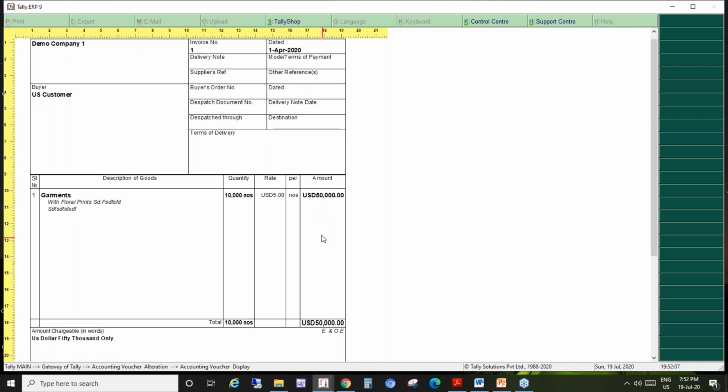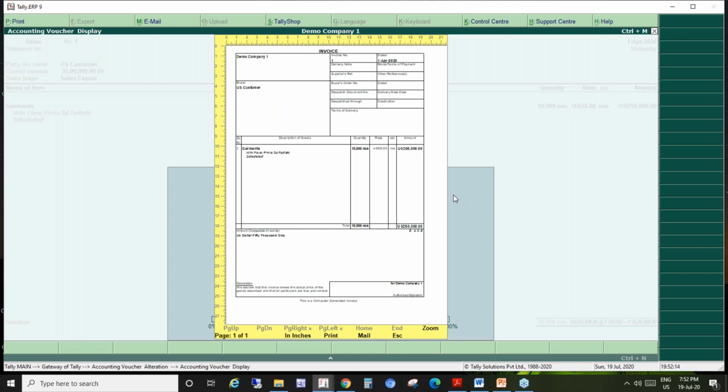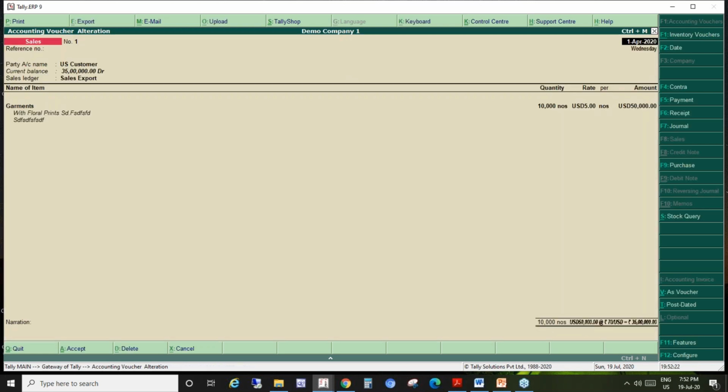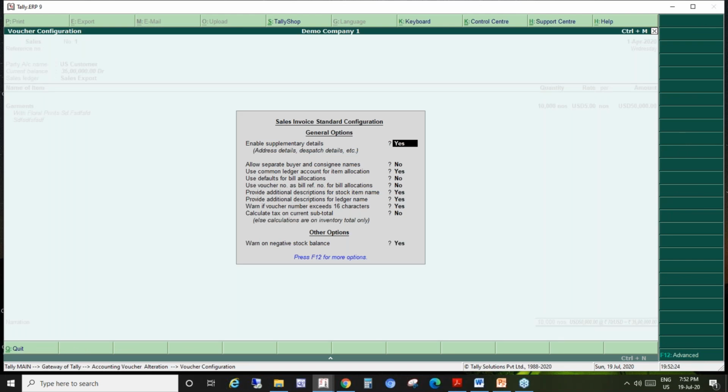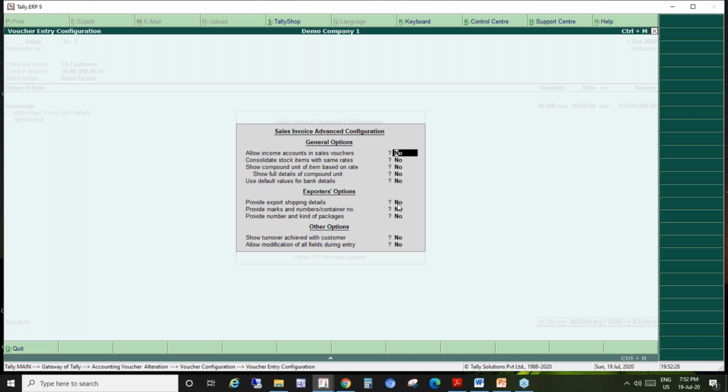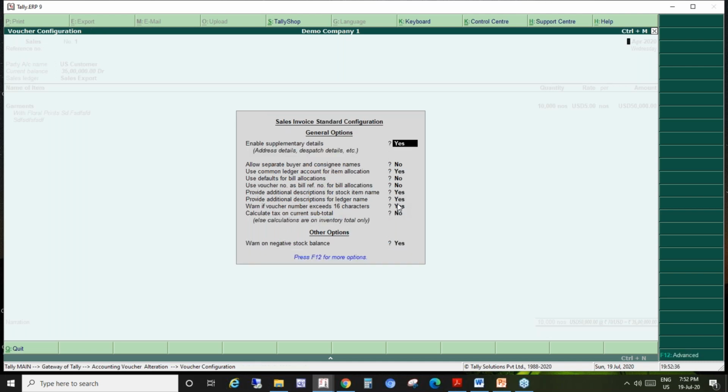50,000 US dollars. Right. Some of us would say, first I want to put in the exporter's details, I want to put in the shipping details, and all those things. So, as we had mentioned, in F12 there are a lot of options. So one of the options is this. When we click on F12, again in F12, provide exporter shipping details. Yes, marks and numbers, kind of package. What will happen with this option activating? You see, you get all these things.